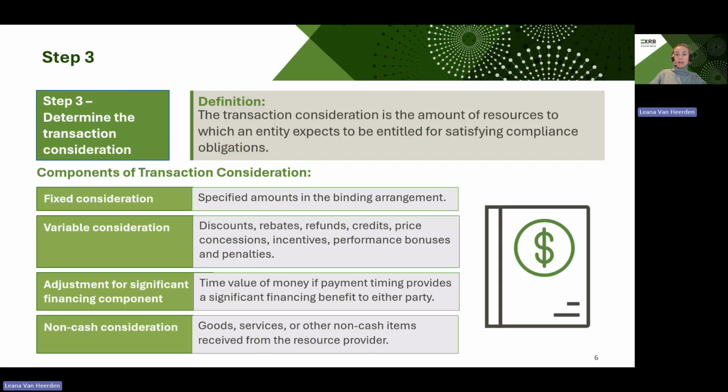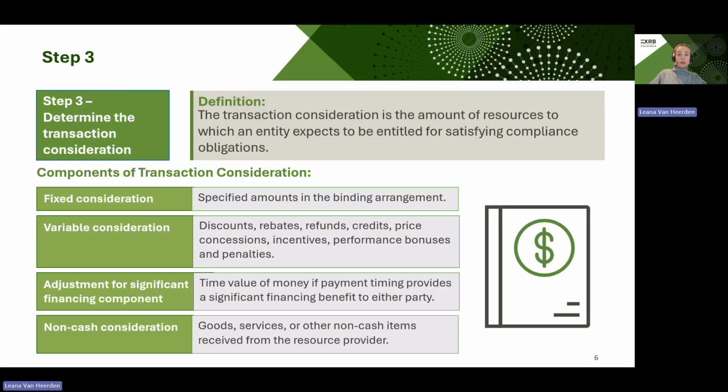In Step 3, we identify the transaction consideration. That's the amount of resources the entity expects to be entitled to for meeting its compliance obligation. The transaction consideration can include several components, as noted on the slide.